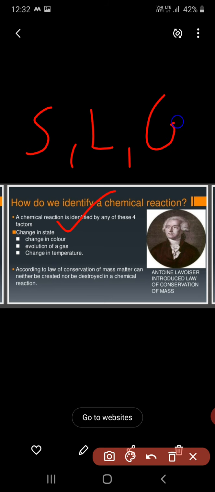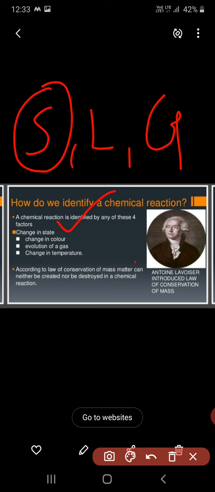First, change in state. As we know, there are three types of state: solid, liquid and gaseous. So if we have any substance which is already in solid state and we apply heat, अगर हमने उसको heat apply की and this solid substance gets converted into liquid, this is a chemical reaction happening with the help of heat, and the solid substance is converted into liquid. This is a change in state. Second, change in color.